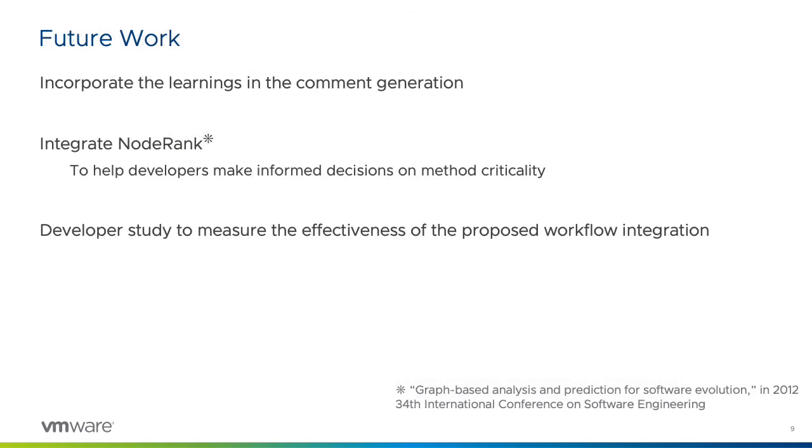As part of the future work, we will incorporate the survey feedback in the comment generation and its presentation. Node rank is a metric based on control flow graphs to measure the relative importance of methods. To help developers make an informed decision, we are planning to report the node rank metric in the review comment. We are also planning to conduct a larger user study to measure the effectiveness of the proposal.